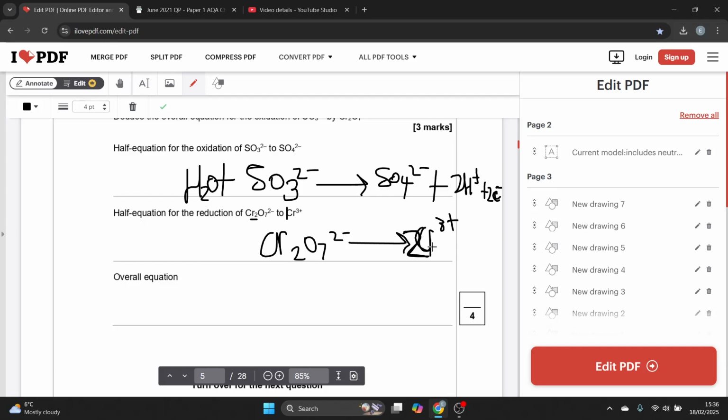Then, okay, I've got that. Well, I need 7 H2Os because I need 7 oxygens. I can only add oxygen by adding water molecules. I've got 14 H pluses, so I need to add 14 H plus here. And then look at the charge.